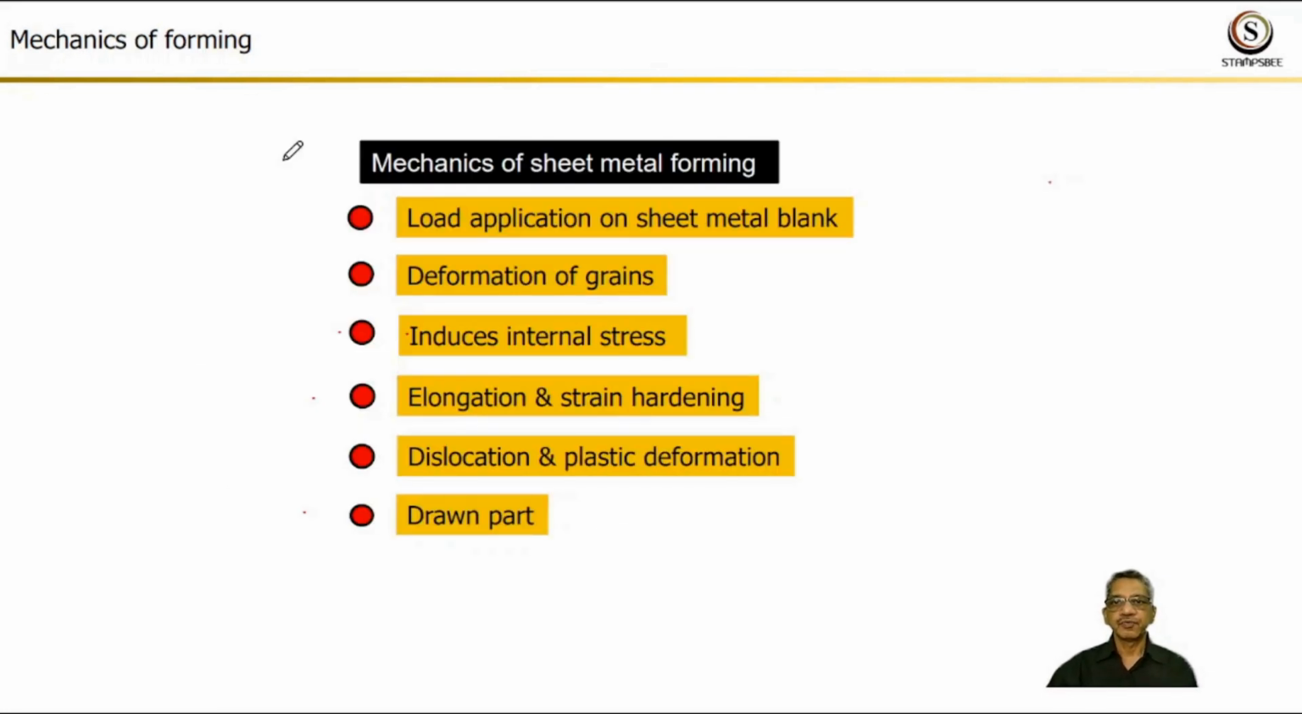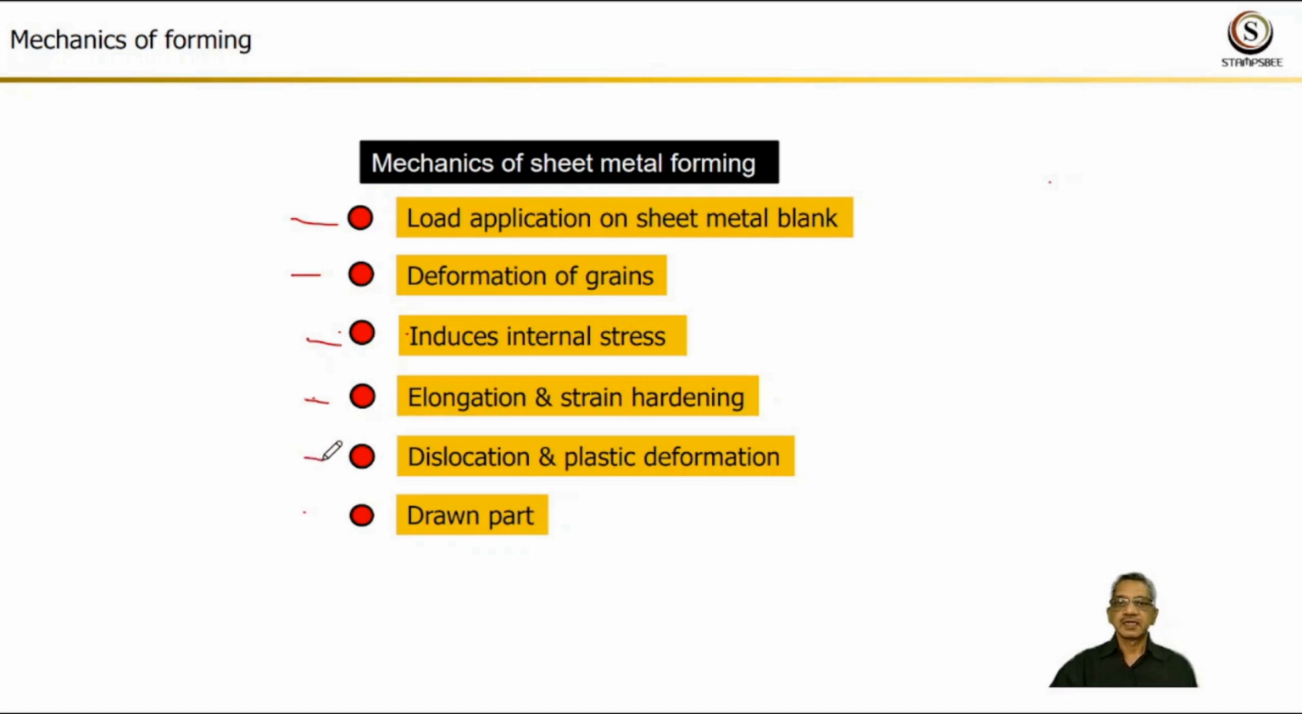Friends, now we will understand the mechanics of sheet metal forming in simple words. First, load is applied on the sheet metal blank. The applied load develops deformation of the material grain. The deformation of the material grain induces internal restoring forces that are known as stress. The stress results in elongation and strain hardening of the grain.